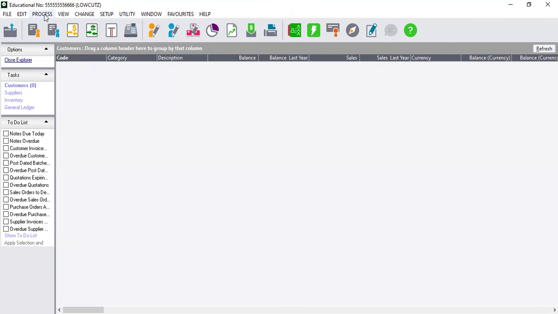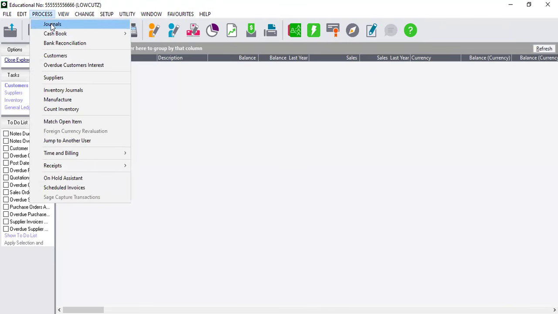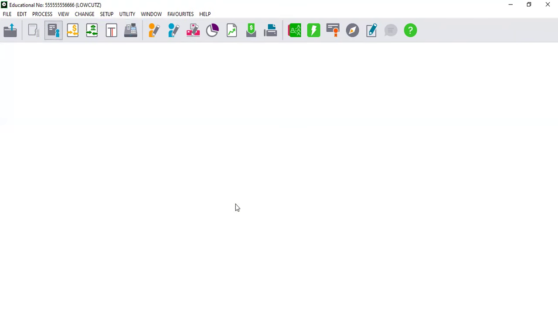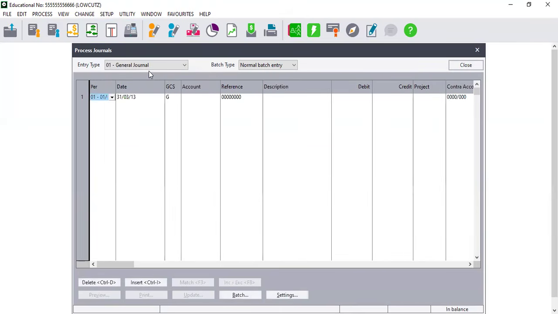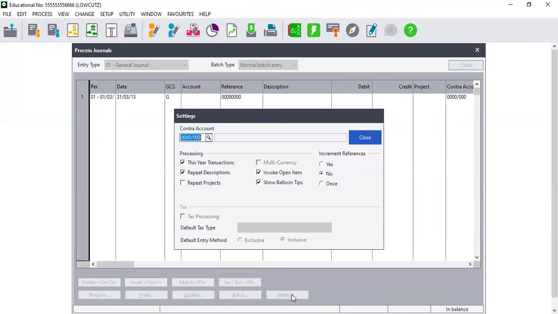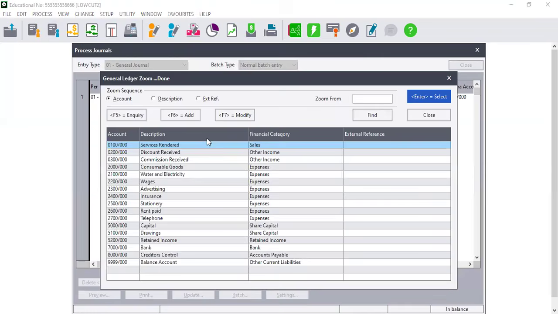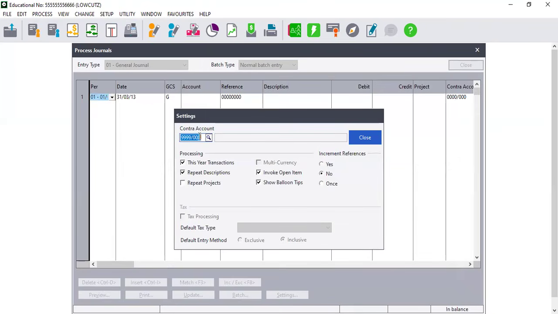Okay, so let's go to process journals. Why am I doing this? Remember, they said we must record this instruction, that information. So we'll go to general journal. Now, before we can even start doing anything here, we need to go to settings. Now, under settings, remember we have that balancing account, which we are supposed to put here.